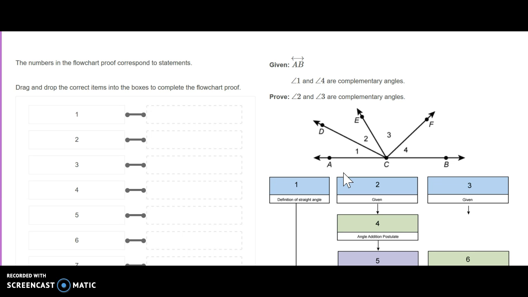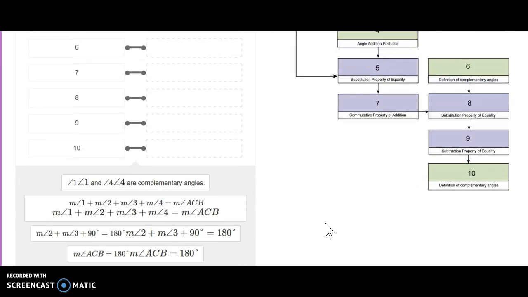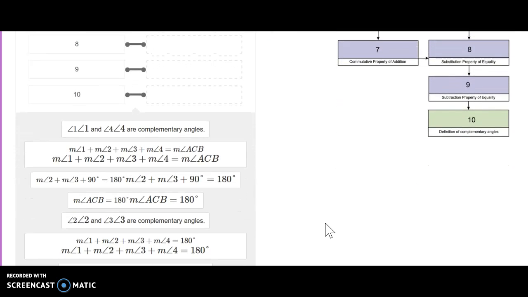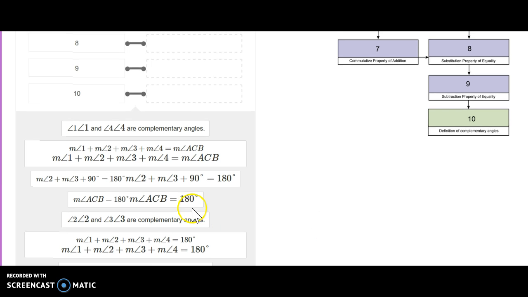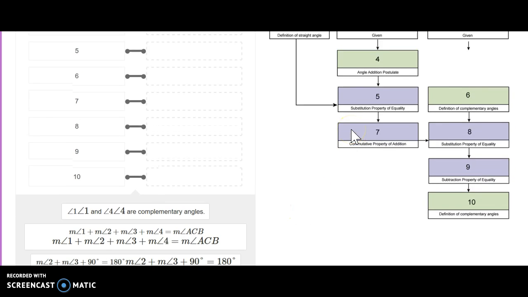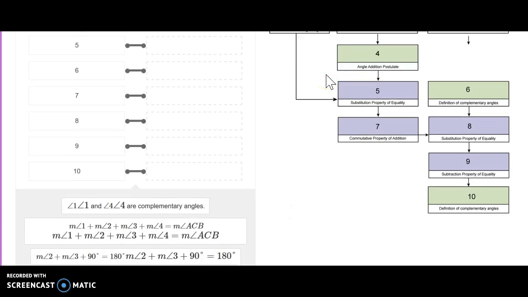So the first one is the definition of a straight angle. So we have this straight angle ACB, and we know that it measures 180 degrees. That's the definition of a straight angle. So let's see which one of those tells us that. The measure of angle ACB is 180 degrees because that's the definition of a straight angle. So that goes in the one spot.